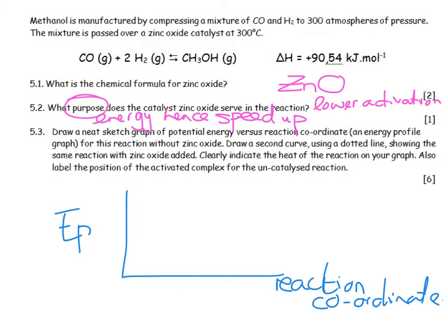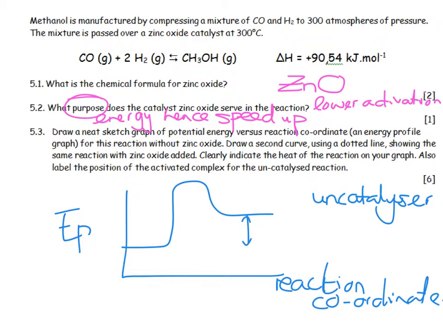We then need to put the classic shape of an endothermic graph in, and that would be uncatalyzed. Here is my delta H value from the difference between the energy of the reactants and the energy of the products, and that is my activated complex. Now if I want to put in the catalyst, it will lower the activation energy, and you'll have a little curve that looks something like that.